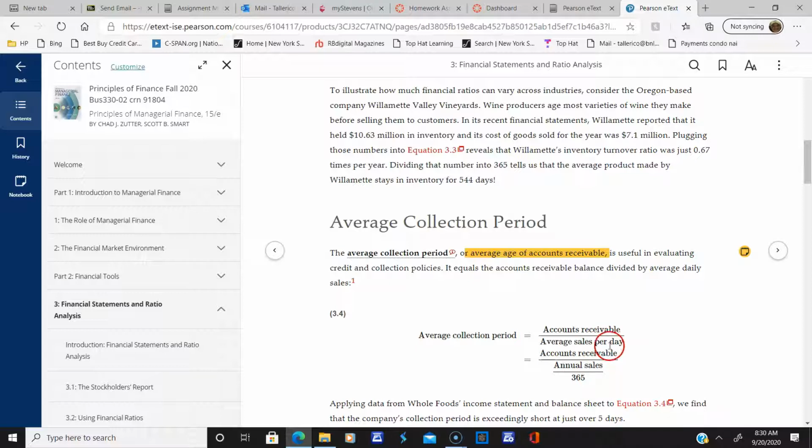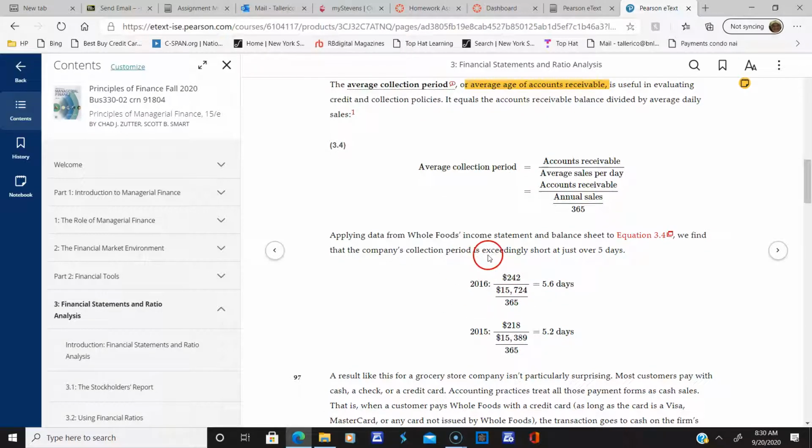Notice here how it's per day, okay? You see how they do that here? That's important to know. So here's the work for 2015 and 2016. And so basically they're able to collect their money from the people who buy from them about every 5.5 days. So it's 5.6 for 2016 and 5.2 for 2015, which kind of means they're taking a little longer to collect in 2016 than they did for 2015, right?